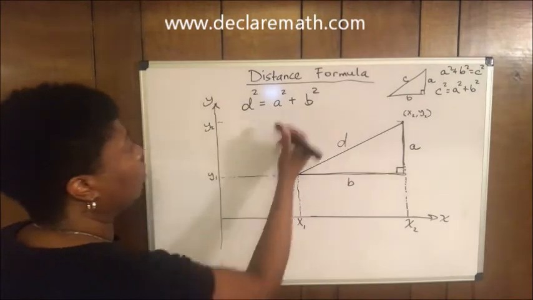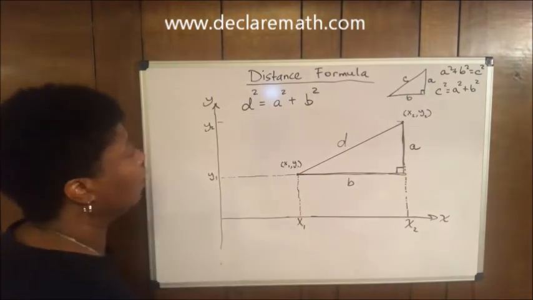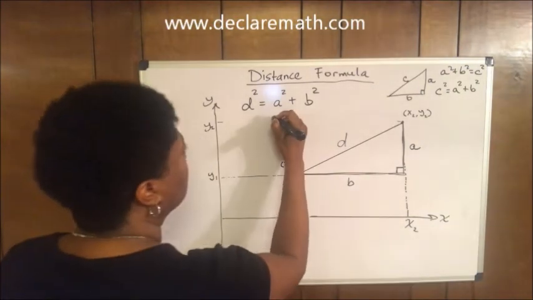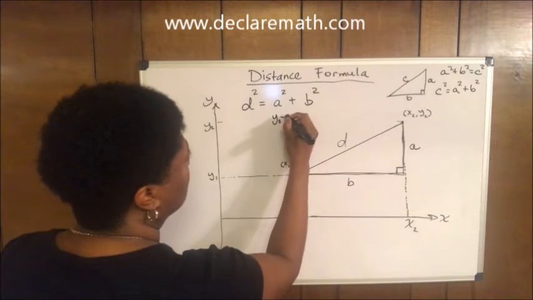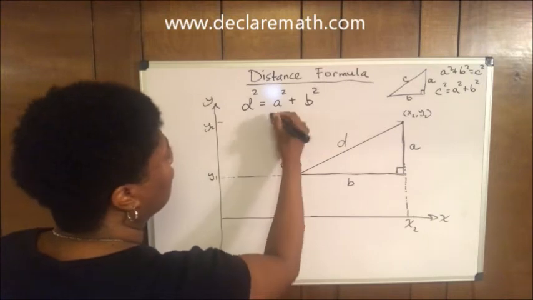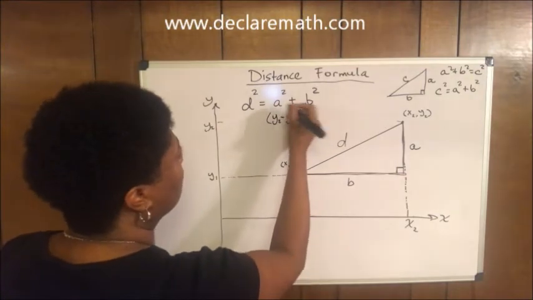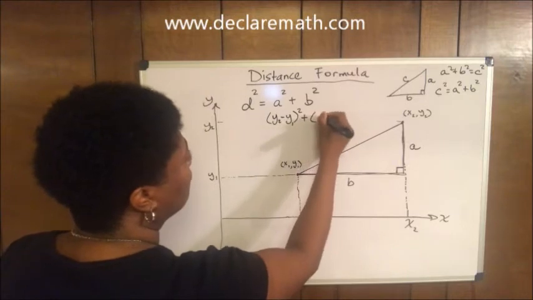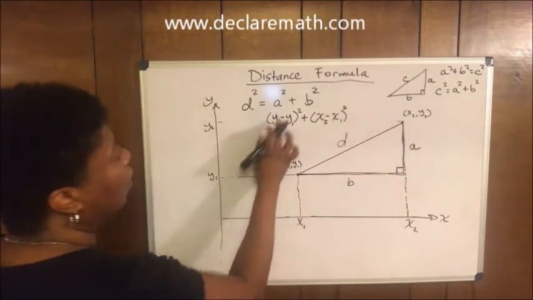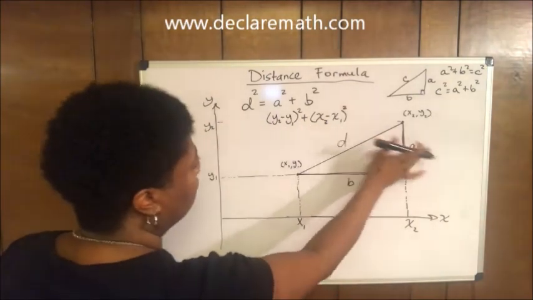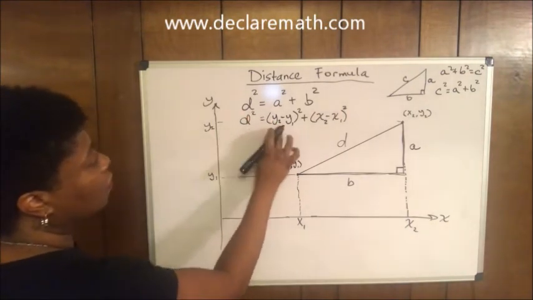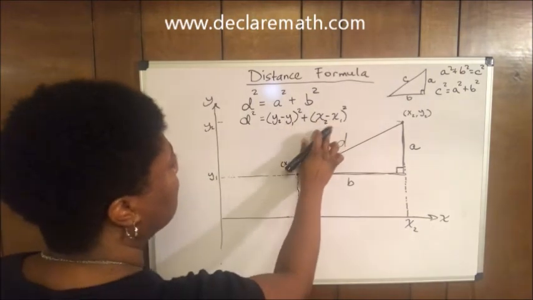So a is going to be, in our case, I like to put it in terms of y2 minus y1, for instance, and x2 minus x1. So it's going to be y2 minus y1 squared plus x2 minus x1 squared. So all I did was plug in for a and b here. And then we have our d, our distance. Distance squared is equal to this value squared plus this value squared.